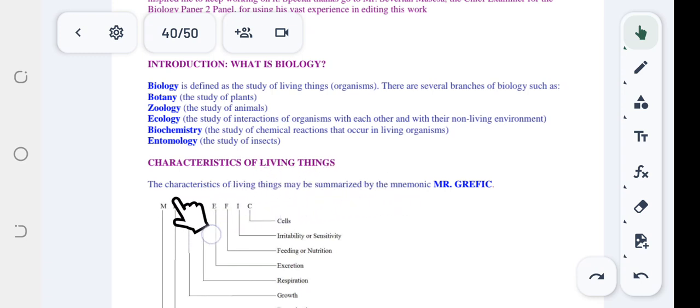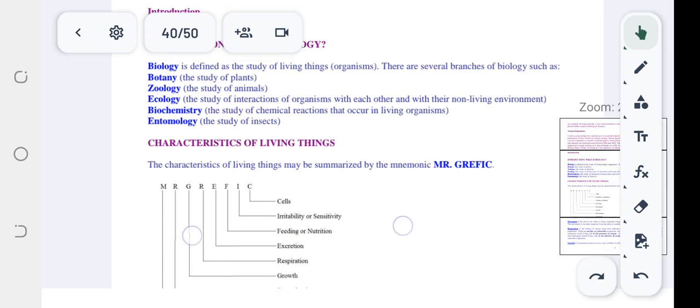The characteristics of living things may be summarized by the mnemonic Mr. Graphic. You can surely remember the characteristics of living organisms by using the mnemonic Mr. Graphic. Let's see what each letter means in this mnemonic.